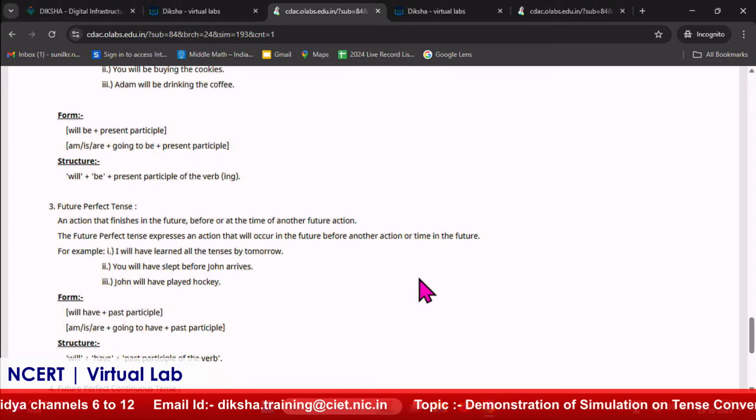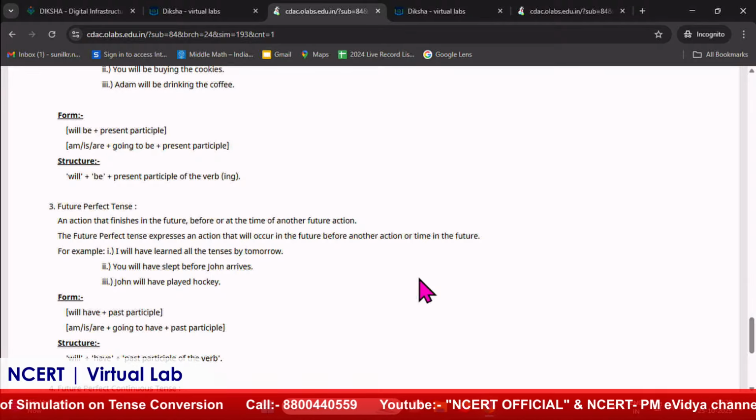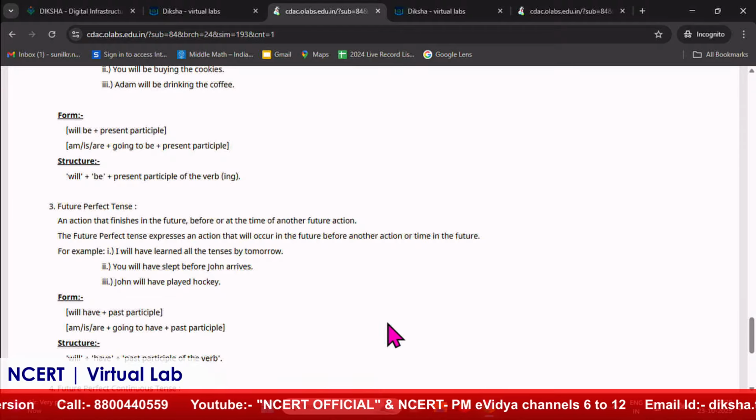You will have slept before John arrives. So, John is going to arrive and you will already have slept. This act of sleeping will be complete by the time John arrives. John will have played hockey, and the second part in this is implicit. John will have played hockey before the bell rings. It's implicit that he will have played hockey before something else is going to happen.